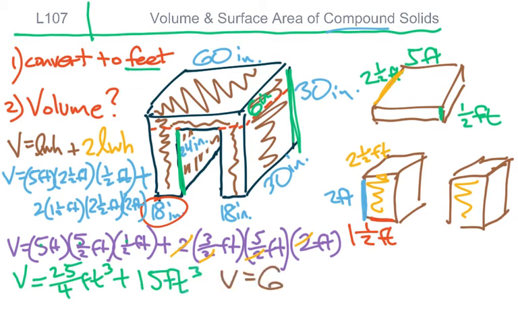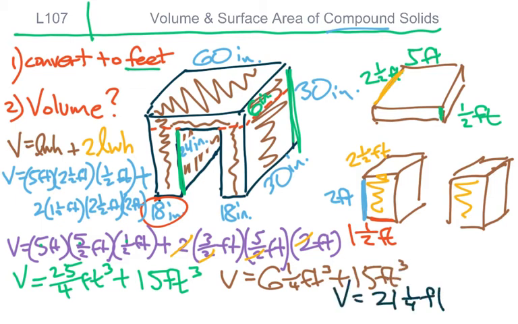Now, 25/4 feet, I know, is 6.25 feet cubed, plus my 15 feet cubed. And then that would equal 21.25 feet cubed. And I box that up.